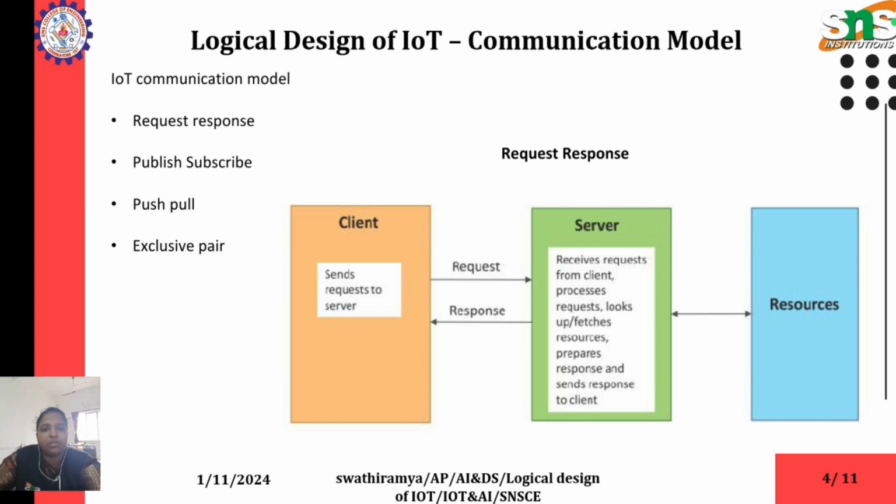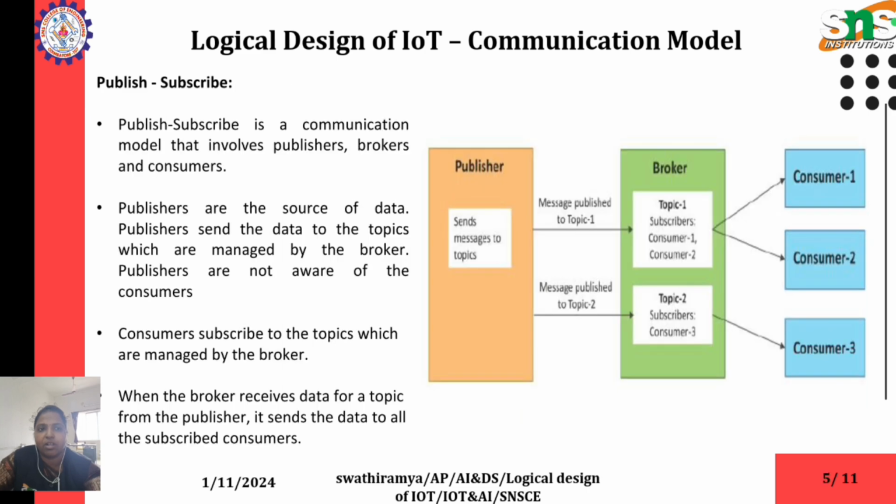And the second thing will be the communication models. We have got 4 communication models here: request-response, publish-subscribe, push-pull, and exclusive pair. Request-response is very clear, it is like a client-server model. The client will send a request to the server. The server will access the resources, fetch the data which is needed from the resources and respond to the client. The client cannot directly use the resources. The server acts as a mediator for the client. Okay, this is how the request and response model works.